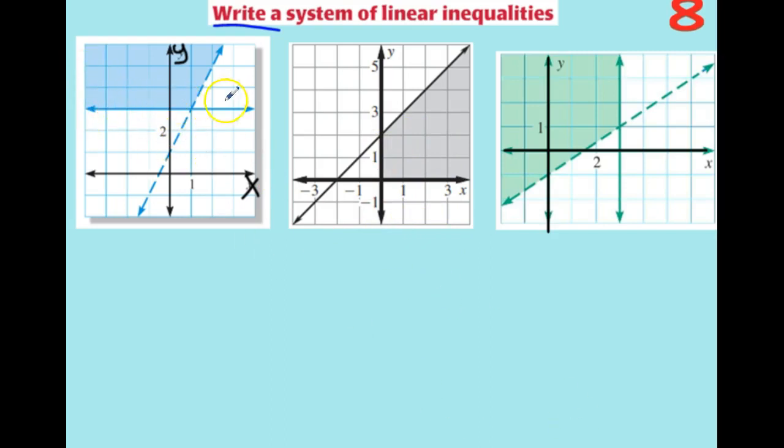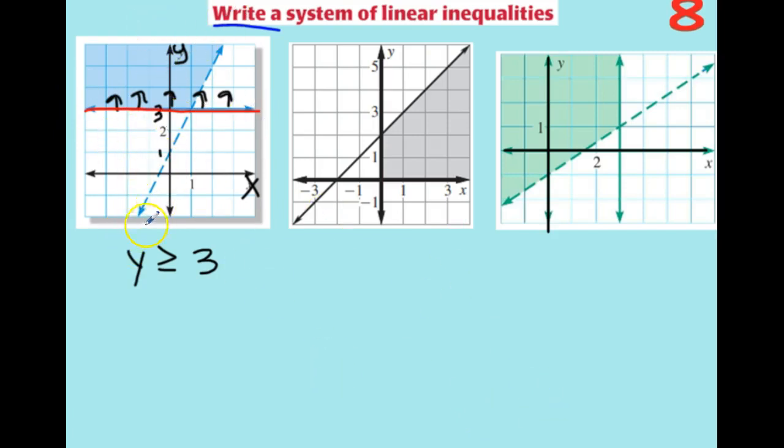I'm going to look at this line here that goes left to right. We're crossing through the y-axis at 3. So we're crossing y at 3. I know that that's a solid line, so it has equal to, and that line is shaded above. So above would be greater than. So that line right here that we took care of is y is greater than or equal to 3.